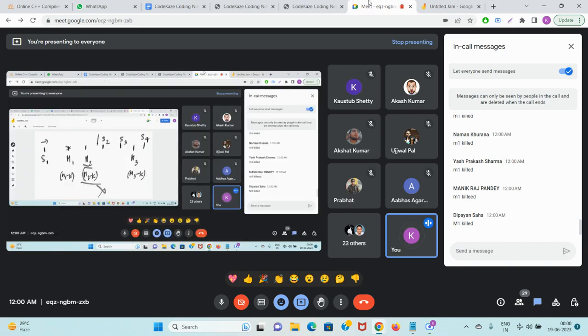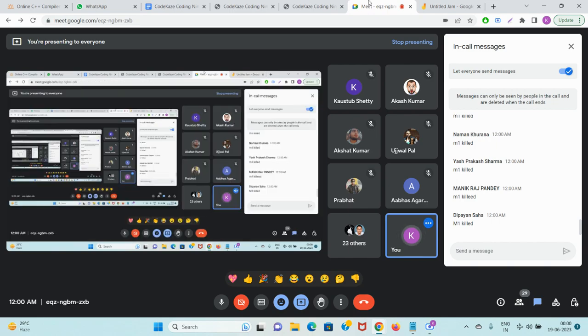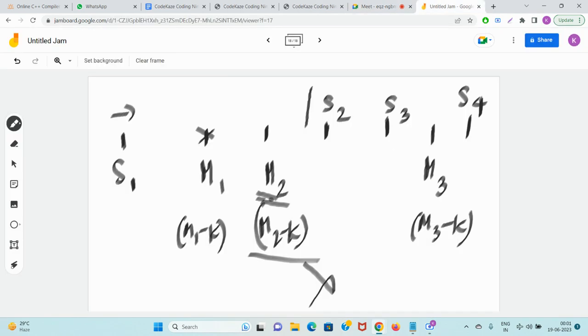Everyone write in the chat that if M2 is not killed, you will have to use someone from S2, S3, S4. Write it again and again. If M2 is not killed, you will have to use a soldier from S2, S3, S4. That is the only option left. This theory should be very clear.